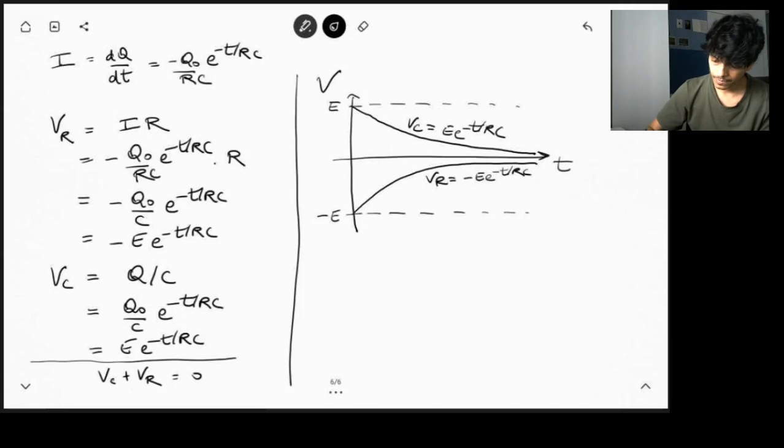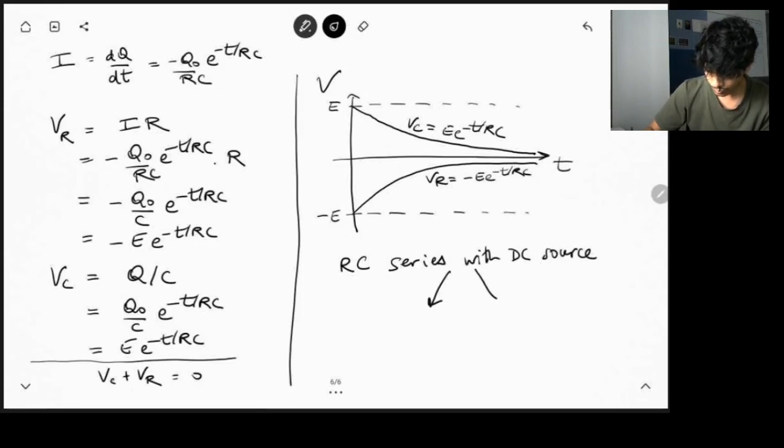So what have we done so far? We have looked at a resistor and a capacitor in series with a DC source. And in this, we looked at the charging mode and we looked at the discharging mode.